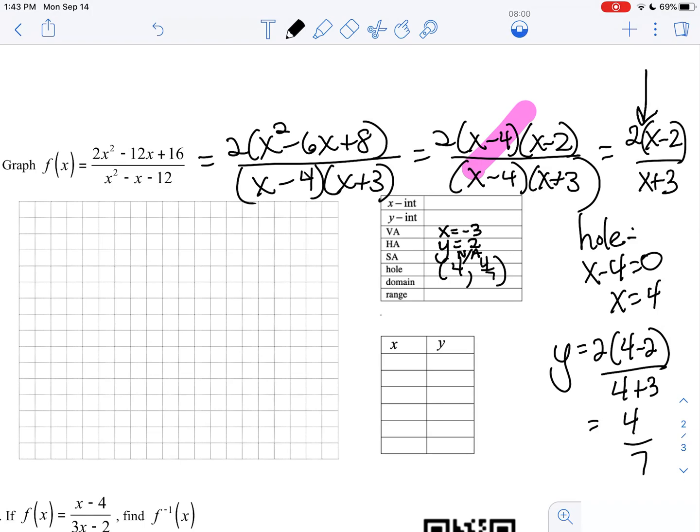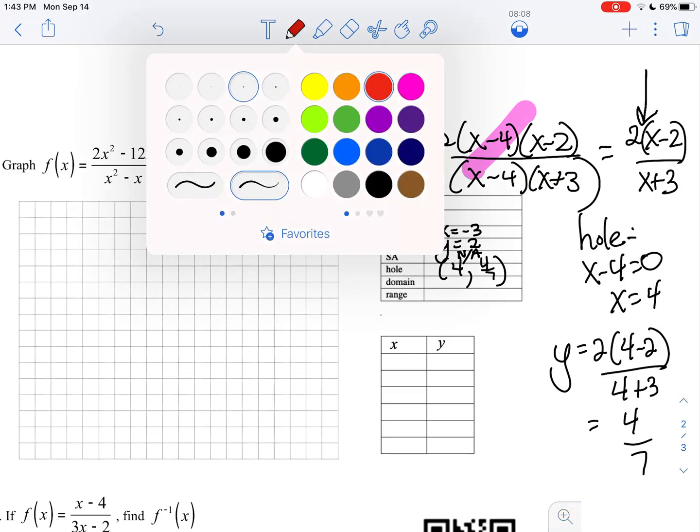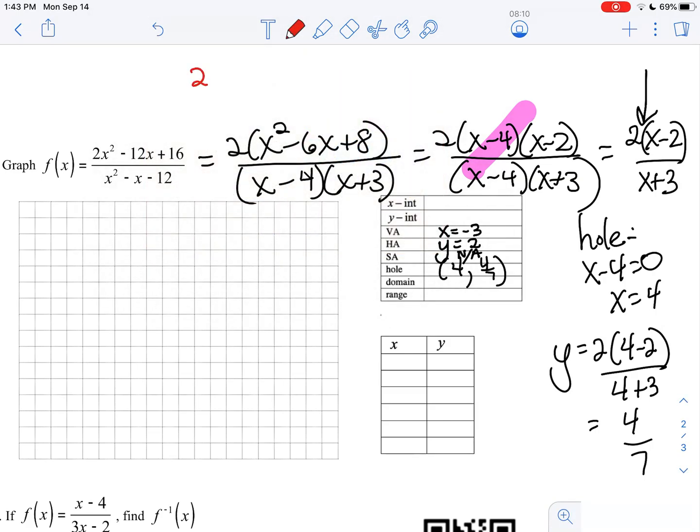Let's find the x and y intercept. Now stop and think on this one. My reduced answer is a fraction. The only way a fraction equals 0 is when the numerator is 0. So to find your x-intercept, you set the numerator equal to 0. So x is just 2. The y-intercept is still the same. It's 0, -4/3. So I'll come back around to domain and range when I'm done.